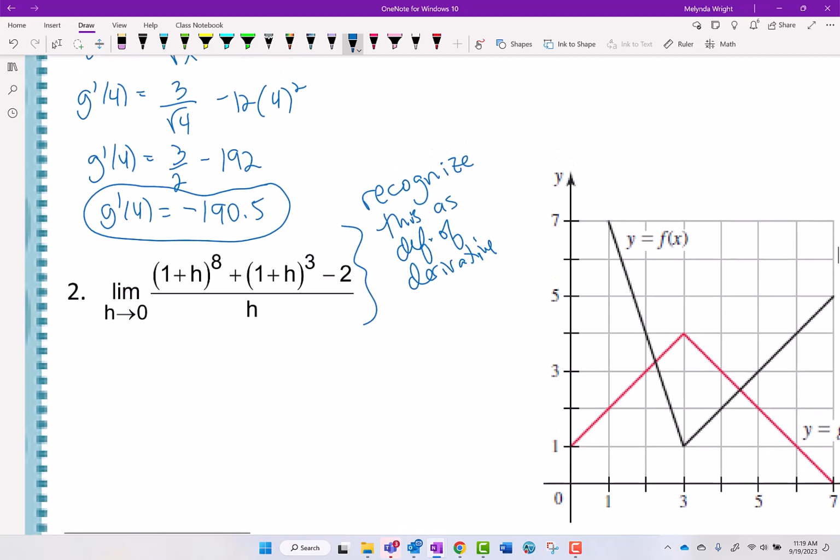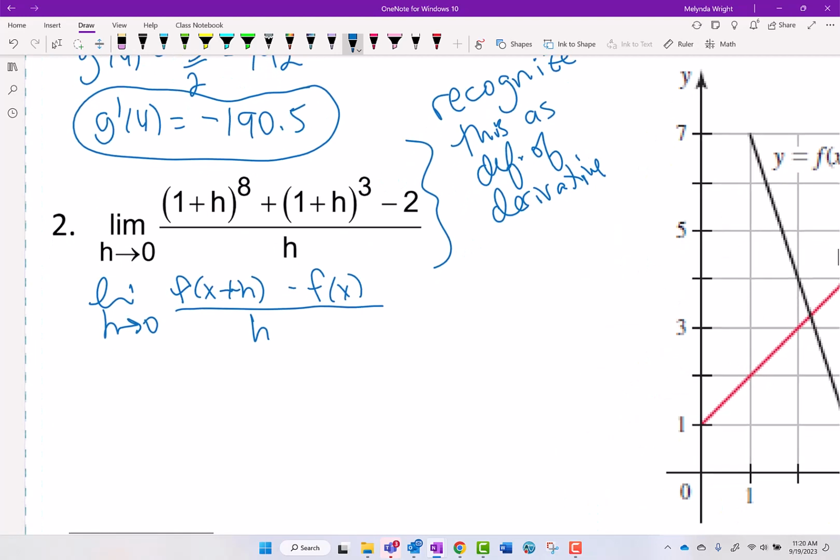So I'm going to write the definition of the derivative right underneath it. The limit as h goes to 0 of f of x plus h minus f of x over h. Okay. So as we compare these two, I hope that you're noticing that this, which is an x, has been taken the place with constants. So in this form, this would give us f prime of x.